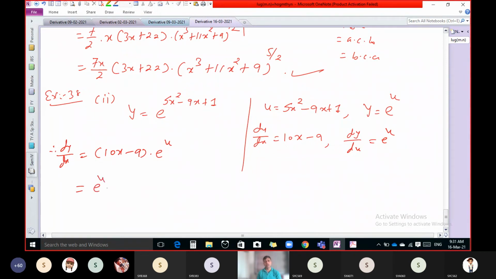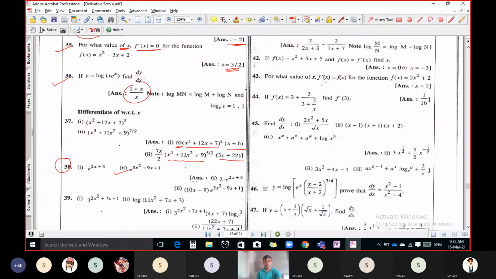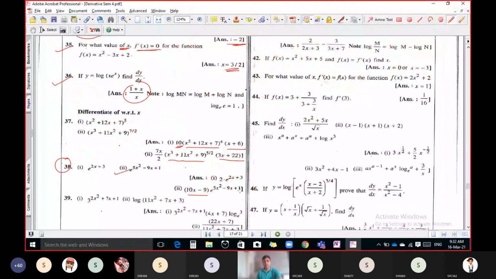Or you can write e raised to u into 10x minus 9. It's one and the same thing. And now put u equal to 5x square minus 9x plus 1 into 10x minus 9. So this is my final answer. Second one, 10x minus 9. You can write 10x minus 9 as the first term and e raised to 5x square minus 9x plus 1 as the second term.